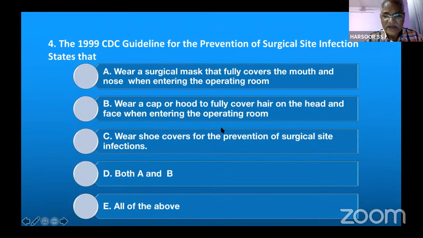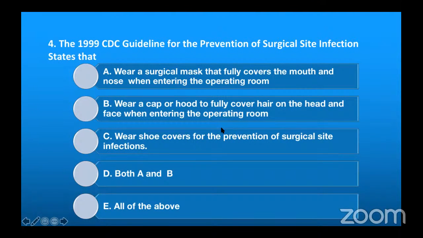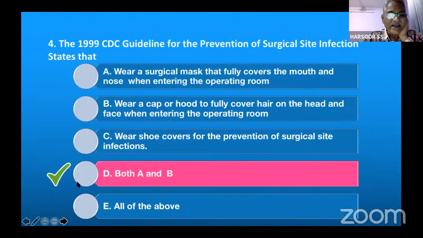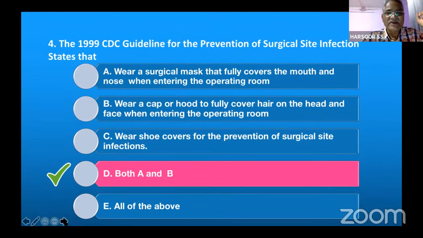I wish more and more participants would take part in this polling. Never mind whether the answer is right or wrong; we are going to clarify the doubts. Okay, 38, 40 people. 40 out of 85 have participated, and they think that option D, that is both A and B, is correct, and the correct answer is also the same. I think the majority of the people are fully aware of the CDC guidelines.